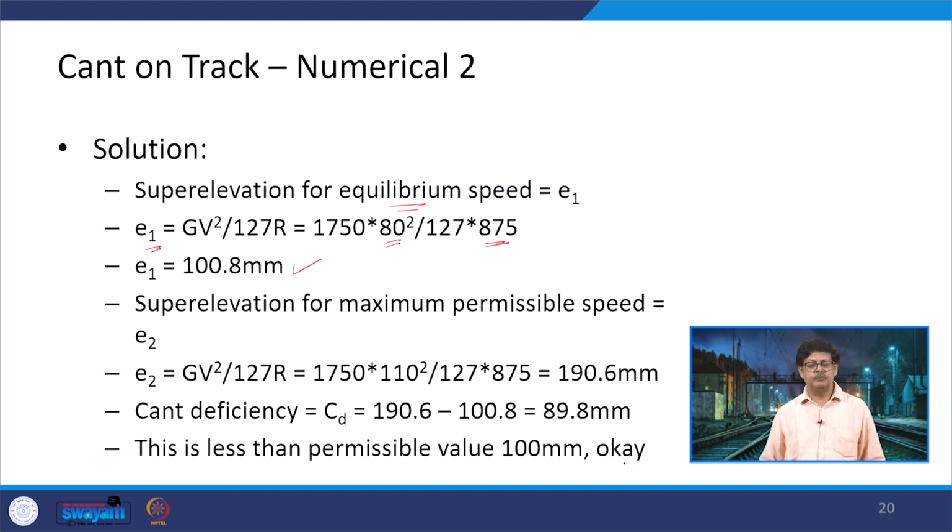Maximum permissible speed was defined as 110 kilometers per hour, again using the same formula, what we get is 190.6 mm. So, this is for the maximum permissible speed. So, the Cant deficiency which comes out here with respect to the equilibrium speed is 190.6 minus 100.8, that is 89.8 mm. Considering that this is a high speed track we are talking about, we can go up to a value of 100 mm as a Cant deficiency. So, it is okay, but if say we are not considering this and we are going only up to 75 mm, then the value has to be restricted to 75 mm.